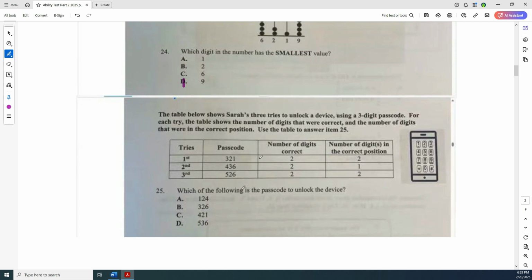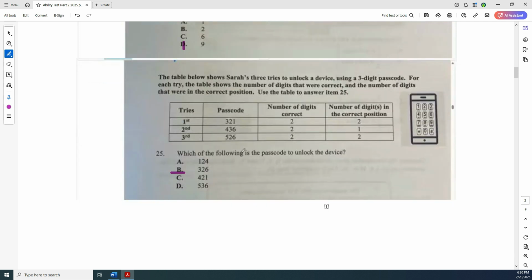2. So if 2 correct digits here, so let's see, down here is 2 correct digits, so that means 3 is one of them, and there are 2 up here. 3, not sure about this. Down here 2 digits correct, so 2 here is correct, 6 correct. I'll say 326 is the answer for this one.